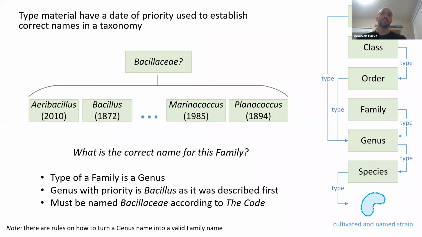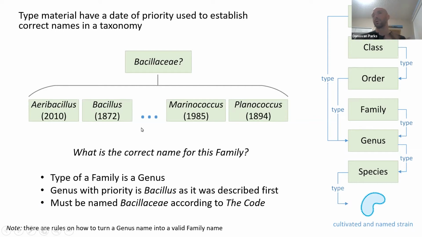All right, so I just wanted to walk you through some examples of how you apply the nomenclatural code in practice. So what I'm showing you here is basically if we have a family and it encompasses all these genera, how do we decide what we actually name this family? And this is relatively straightforward. So first we have to look up the fact that the type of a family is a genus. So this is why we are looking at these genera.